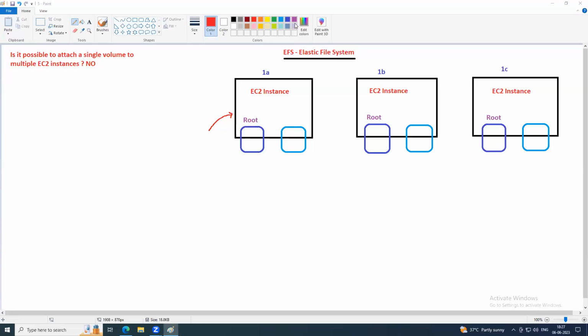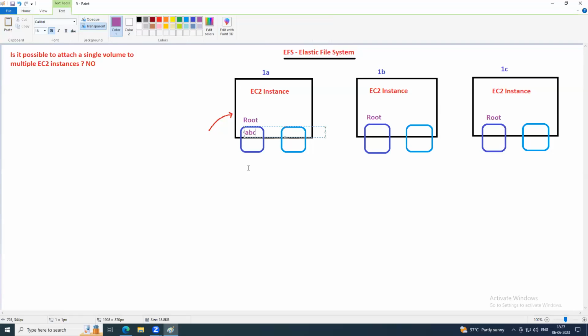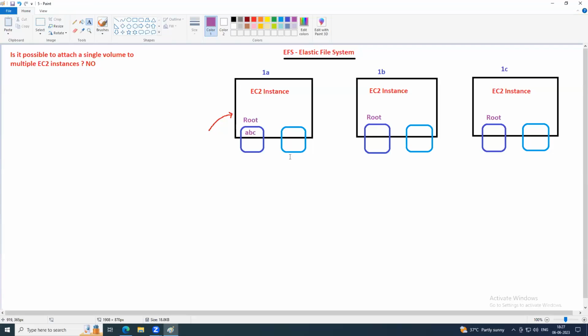So if I put any data here called ABC, will that same ABC data be available in the second and third EC2 instances? No, because the volumes cannot be shared. The root volume is only for the first EC2 instance, and the second EC2 instance has its own volume. So whenever I put some data, it will not be automatically copied to other EC2 instances.